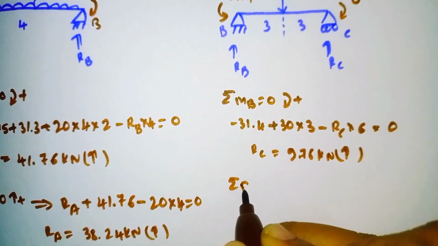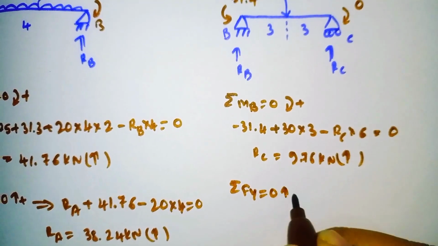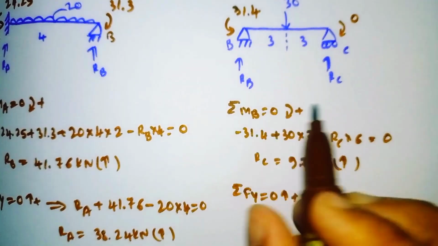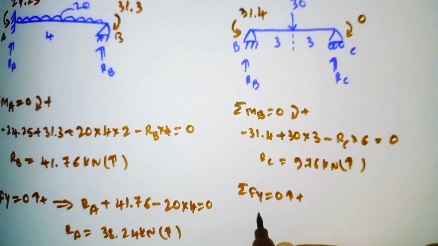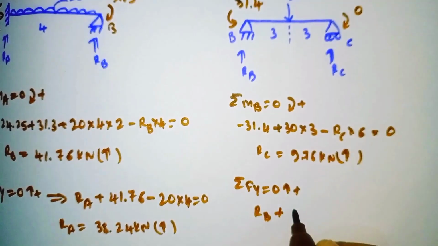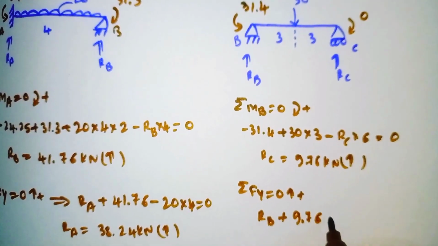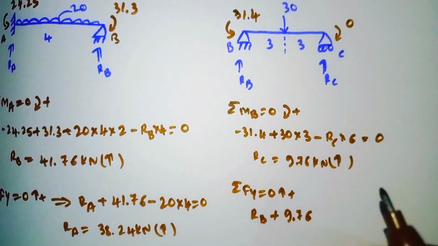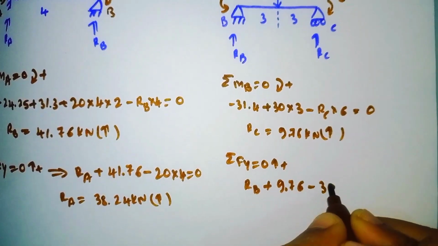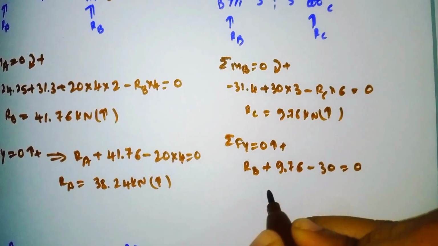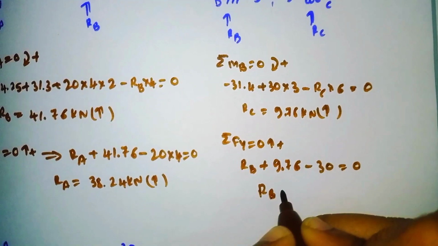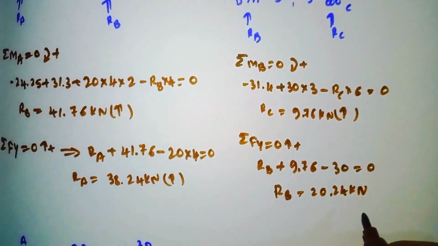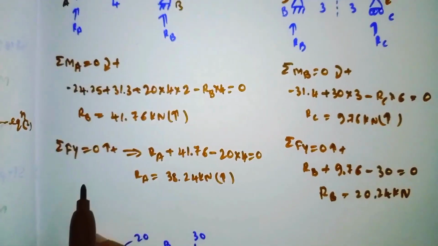Similarly for summation of all the vertical forces is equal to 0, upward forces. So here RB and RC are upward. So RB plus RC value we got was 9.76. So one point load is acting downward, so minus 30 is equal to 0. So by simplifying, our RB will come out as 20.24 kilonewton. So now we need to calculate the final value.